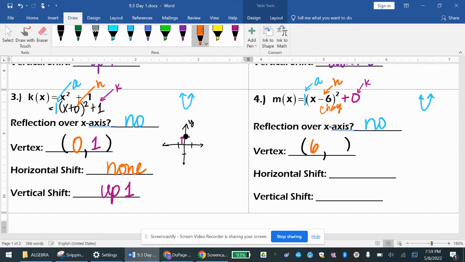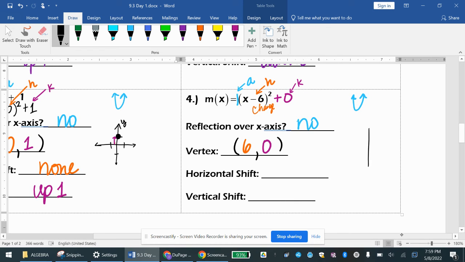It's going to be positive 6, 0. Positivo 6, because remember you changed the sign. It was x minus 6. It was a minus 6. We're going to change it to plus 6. And then that last number is 0. So say 0. All right, where is the point 6, 0?